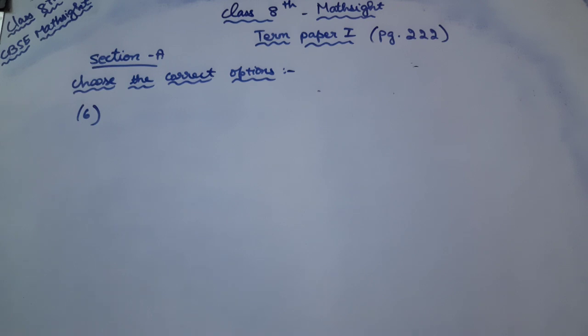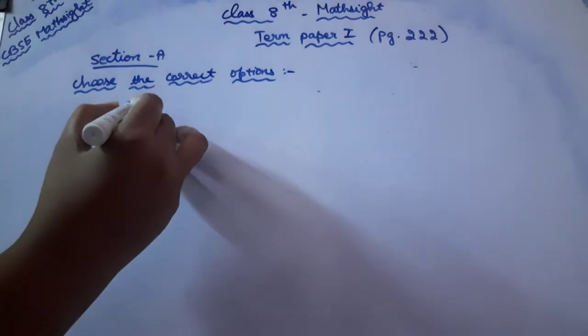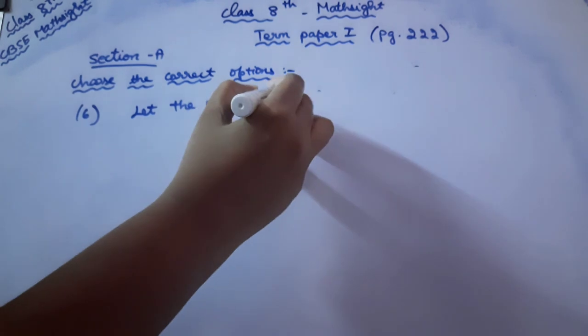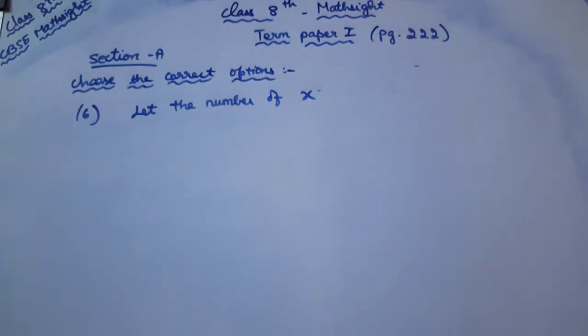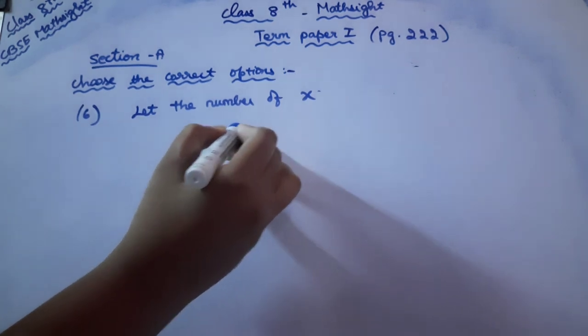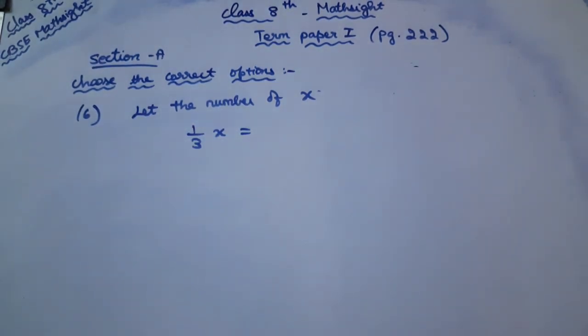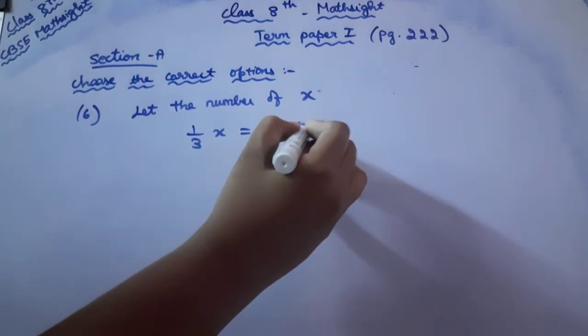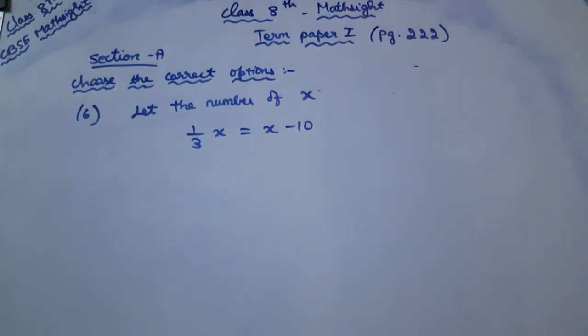We will see the sixth sum. If 1 by 3 of a number is 10 less than the original number, we can take the number as x. Let the number be x. So 1 by 3 times the number is 10 less than the original number. The original number is x, so 10 less than the original number is x minus 10. We need to find the value of x.